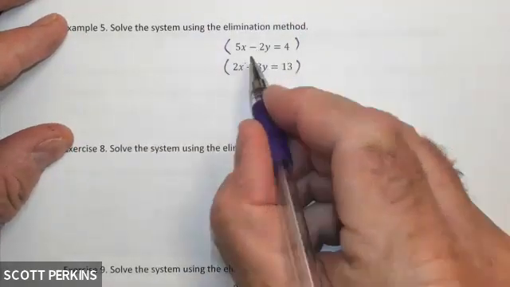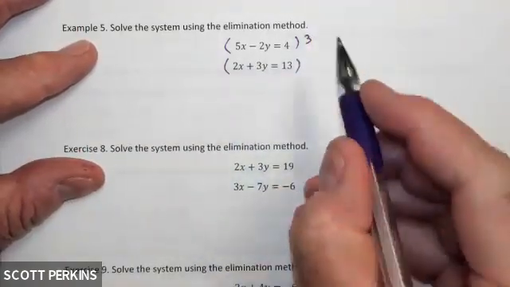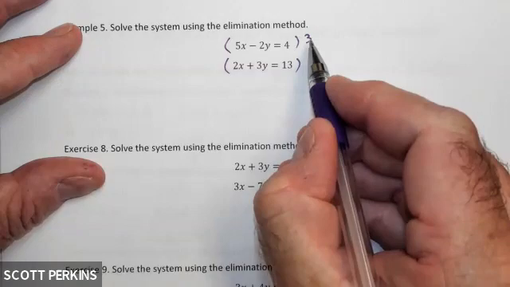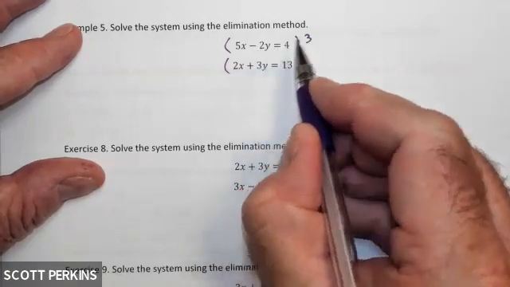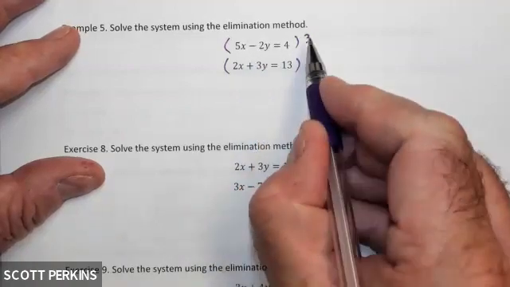What do you suggest I multiply the top equation by? 3. Okay, 3. What is that going to give me in front of the y? 3 times the -2 is going to give me what? A -6. Okay, keep that in mind. I've got a -6 in front of that y.